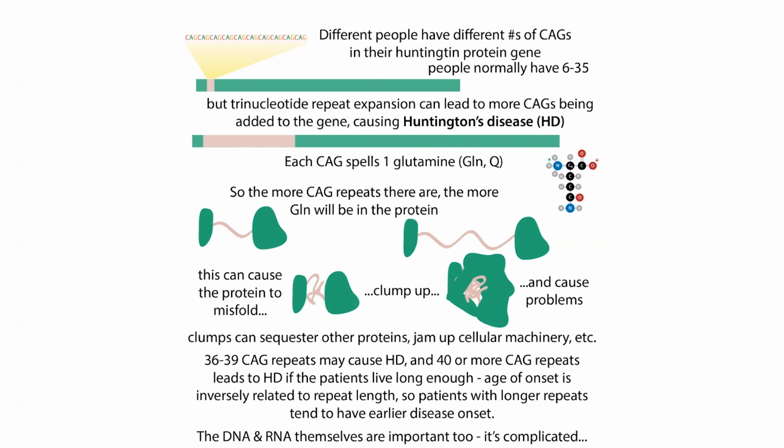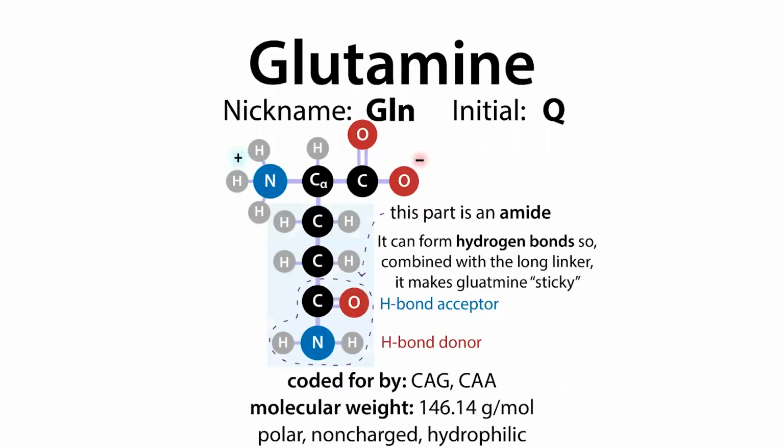And a lot of this is thought to be because this glutamine is able to act really sticky and cause this protein to clump up and to bind to other machinery in the cells, hog machinery, sequester proteins, various things like that. And so we'll talk more about why this is. But basically for now, just think of this glutamine as being long and sticky.